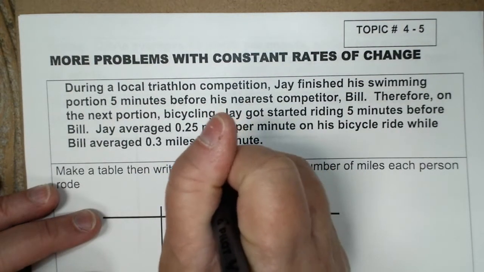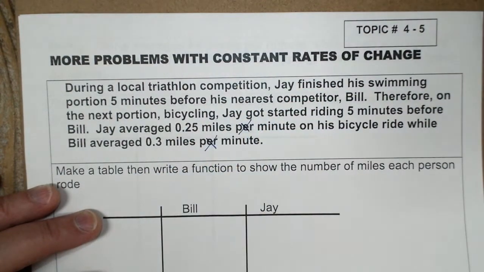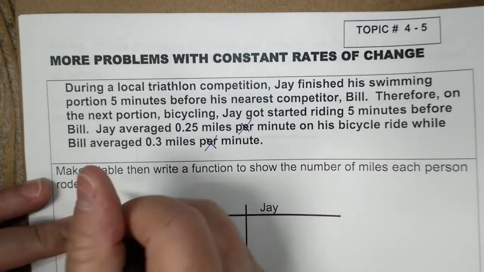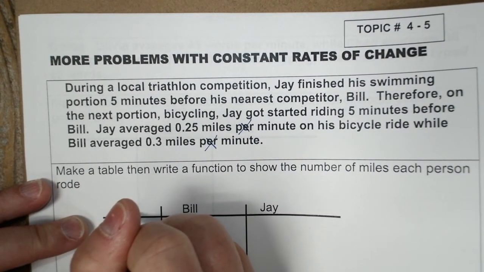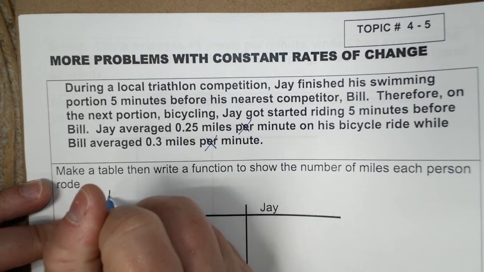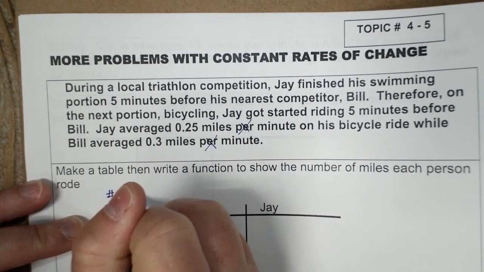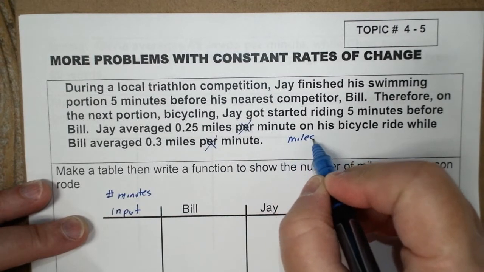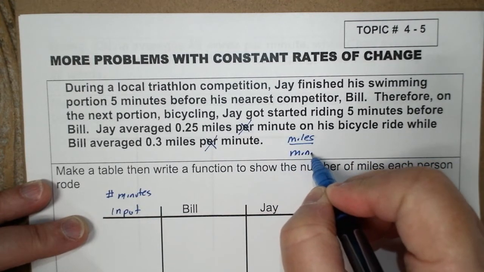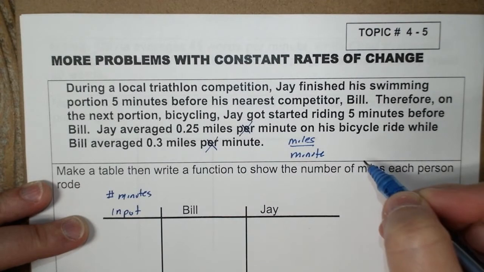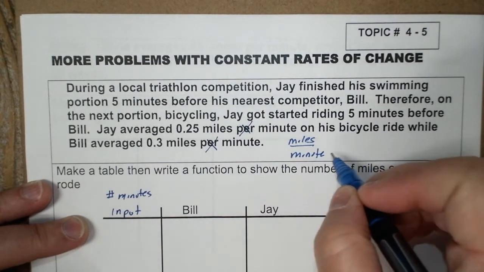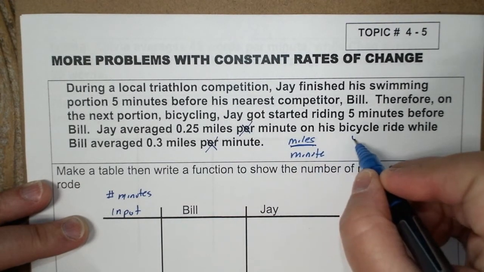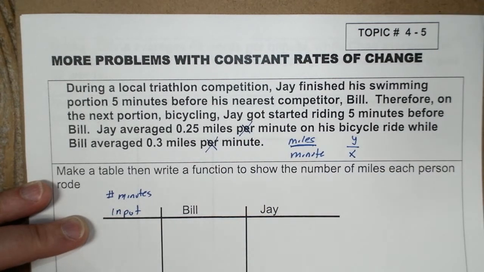So here's my per and my per for my variables. My input is going to be my number of minutes, because miles per minute, because per means divide or multiply, and then this is y over x, and so the output is miles.